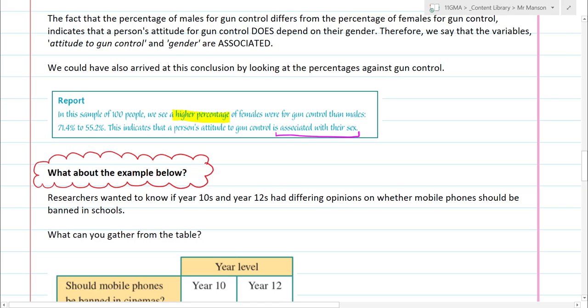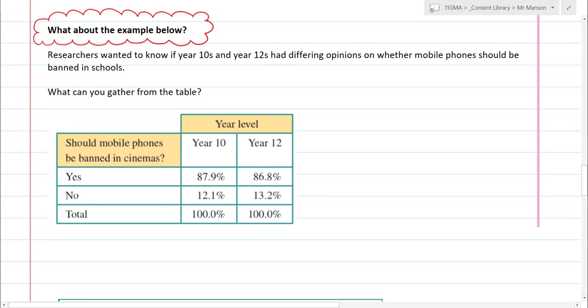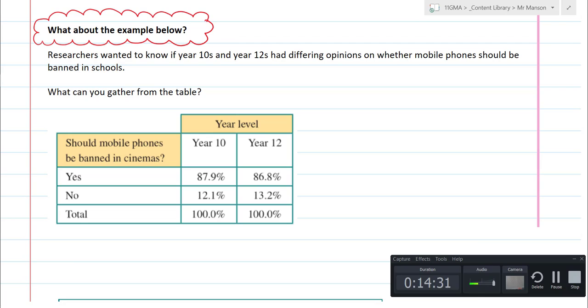Here's another example which you can have a go at. Researchers wanted to know if Year 10s and Year 12s had differing opinions on whether mobile phones should be banned in schools. What can you gather from the table? So you're going to write this example down in your book, then write down a sentence or two. If you're not writing stuff down in your book, have a think about this, and in a minute or two, we'll determine a sentence that summarises what the explanation from the table is, and we'll go from there.